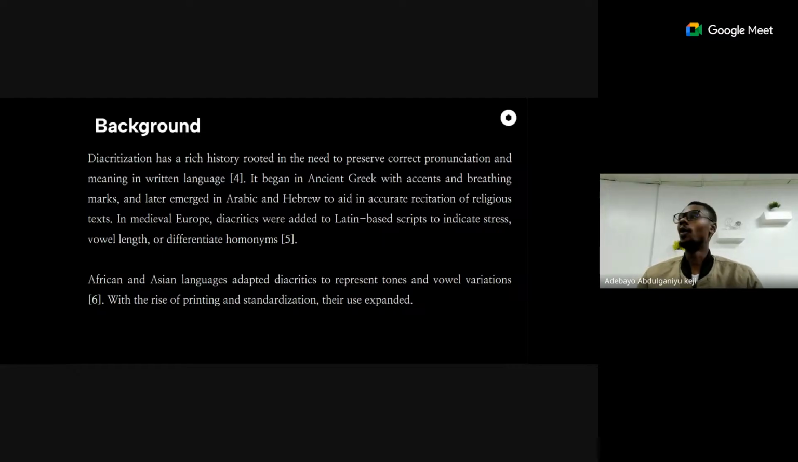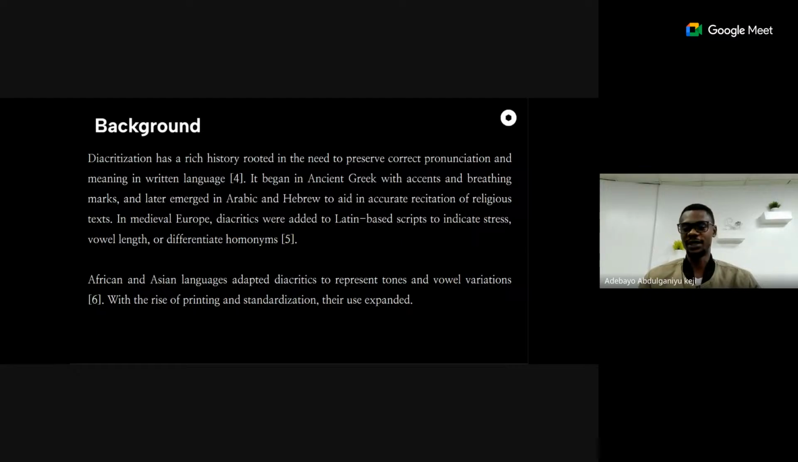All right. So it comes to some, I think as far back as some decades ago, African and Asian languages adapted diacritics to represent tones and vowel variations. So vowel variations, I think that is a very important word, because if the diacritics are not well written, it's going to change the trajectory of that particular sentence, and the context of that sentence is going to be changed dynamically.